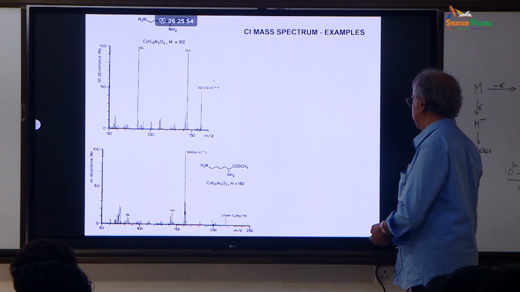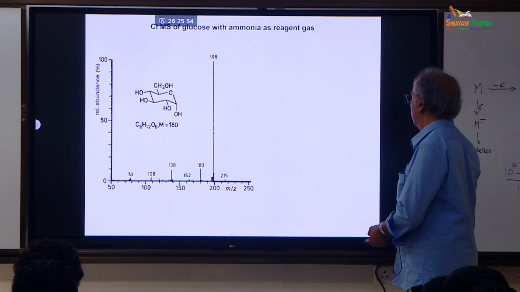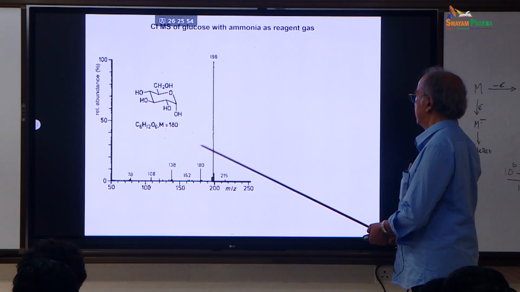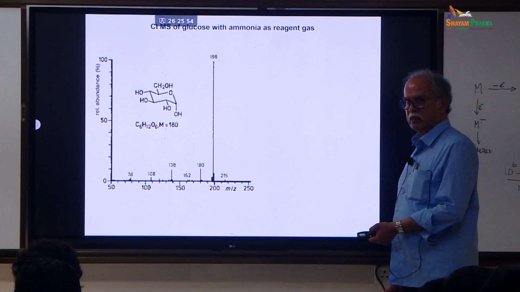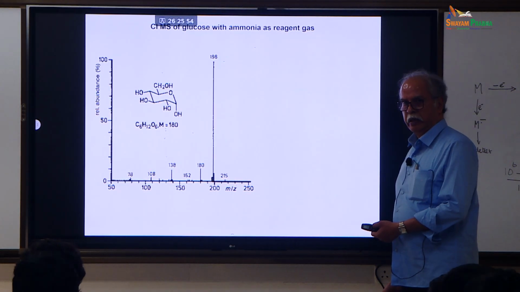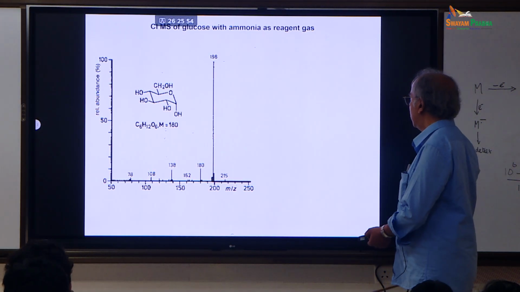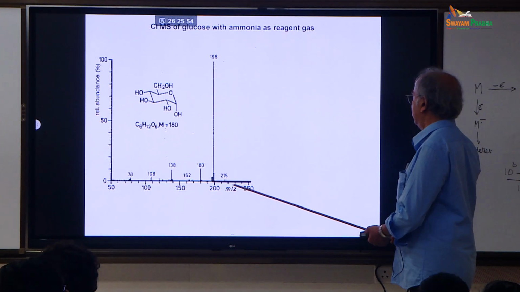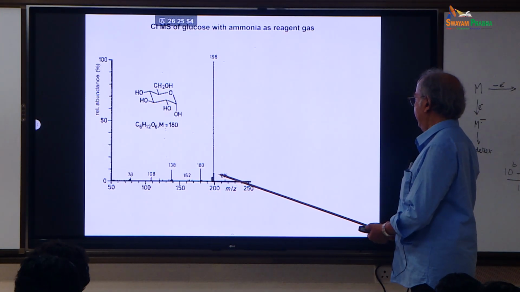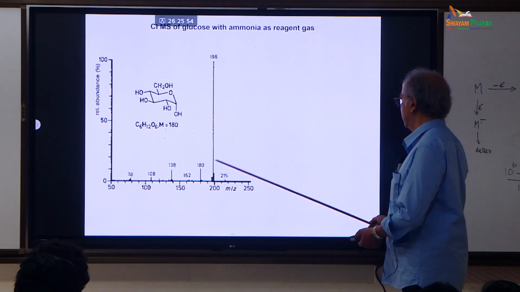Chemical ionization mass spectrum examples. Glucose. It's not easy to ionize glucose. It's not a volatile liquid, it's a solid with a high polymeric structure. Ammonia nicely ionizes it. Ammonium ion is added to it and there is a peak corresponding to that.